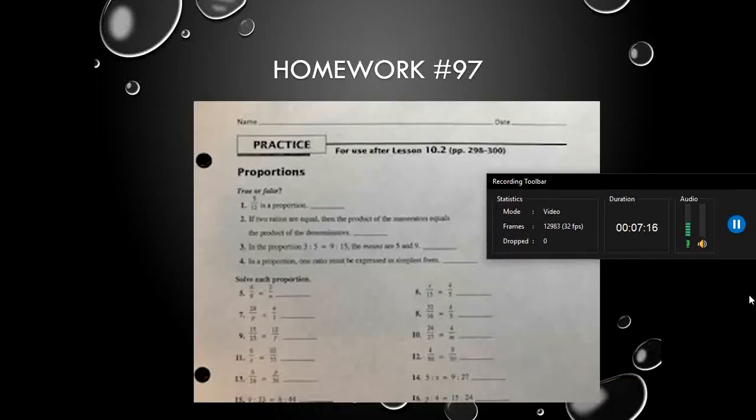That's it for proportions today. This is homework number 97. You'll find that in your packet. Make sure when you're solving the proportions in the section where it starts with problem number 5 that you do show your work. You can show it on the back or you can put it on a separate piece of paper.